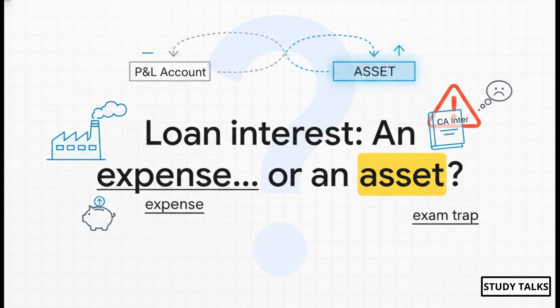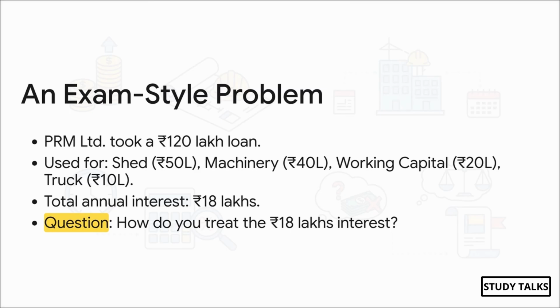This is one of the biggest traps students fall into, and today we're going to make sure you're not one of them. Okay, let's jump right in with a classic exam-style problem. Take a look at this. PRM Limited takes a loan for 120 lakhs. They use it for 4 different things: building a shed, buying machinery, for working capital, and an advance for a truck. The total interest for the year comes out to 18 lakhs.